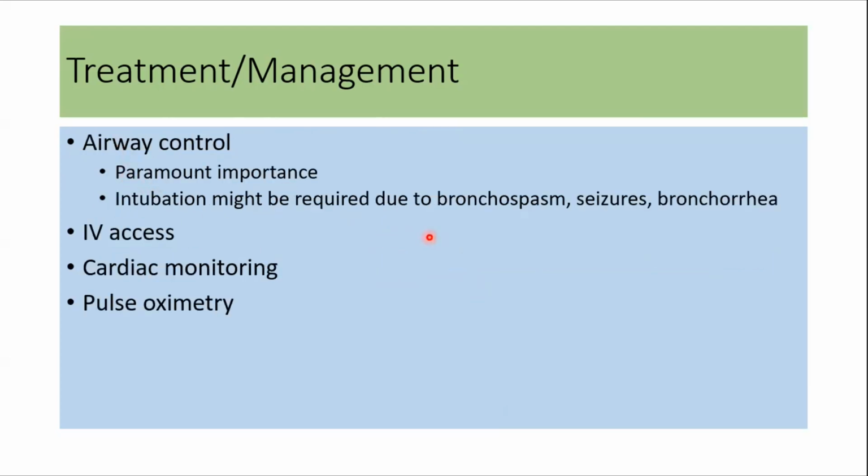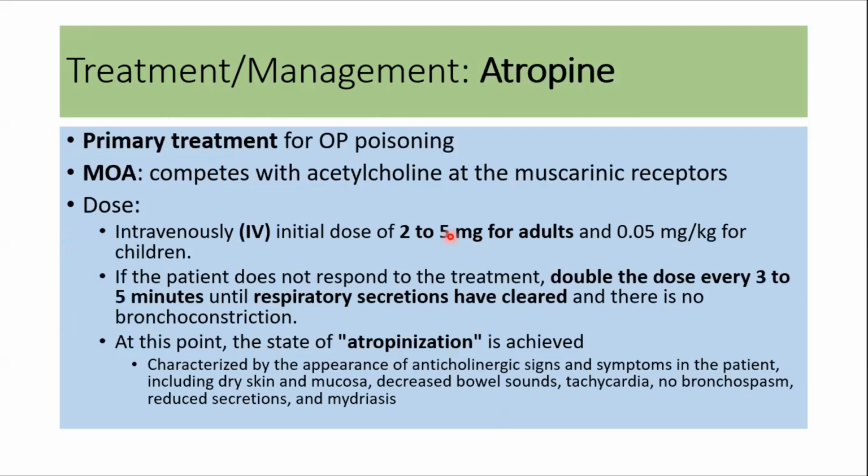Intubation might be required due to bronchospasm, seizure, or bronchorrhea. IV access is important. Cardiac monitoring should be done. Atropine is the primary treatment for organophosphate poisoning. It competes with acetylcholine at the muscarinic receptors. Usually, it is given IV as an initial dose of 2 to 5 mg for adults.